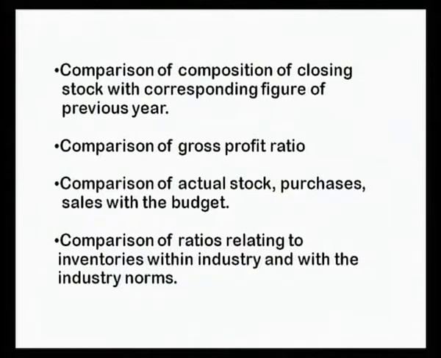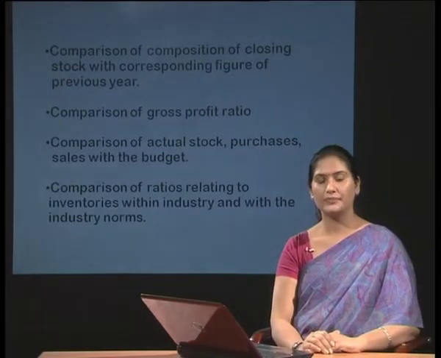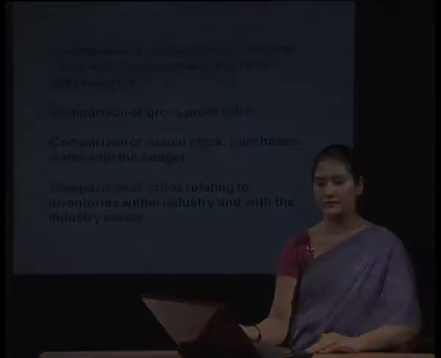Then there is a comparison of composition of closing stock with the corresponding figure of the previous year. Comparison of gross profit ratio and comparison of actual stock, purchases, sales with the budget. Comparison of ratios relating to inventories with industry norms. So, the actual figures which are disclosed by the factory will be compared with the industry norms, so that we know whether the factory is growing and the growth rates are being maintained as compared to the industry, whether we are doing fairly well as compared to the industry norms.